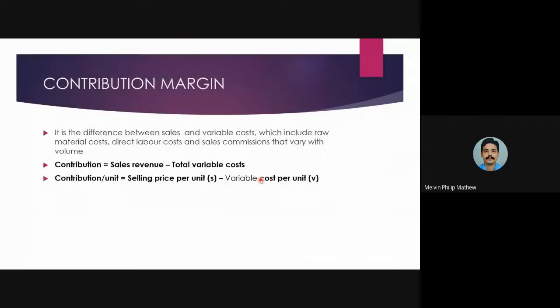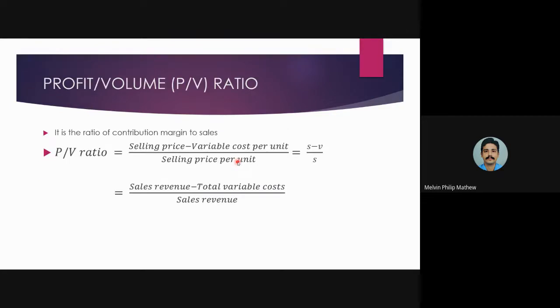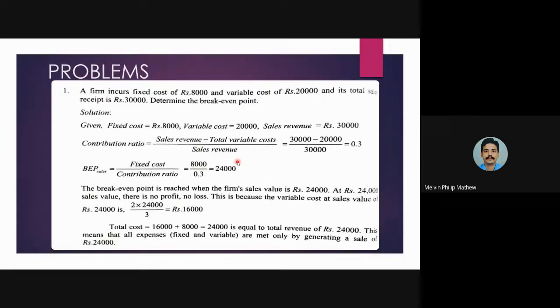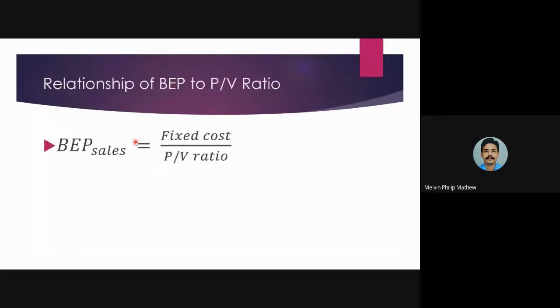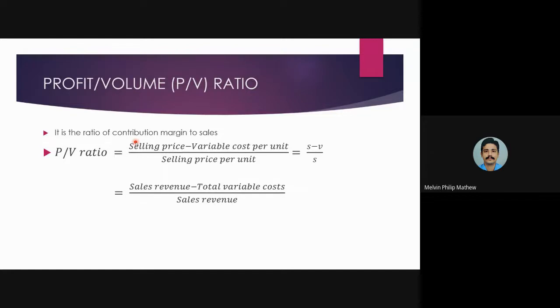So here, the contribution formula is sales revenue minus total variable cost. And this ratio is called the contribution ratio, right? Contribution ratio is nothing but P by V ratio. So look at the formula for P by V ratio: sales revenue minus total variable cost. Why are we taking P by V ratio? Because we have to find BEP.